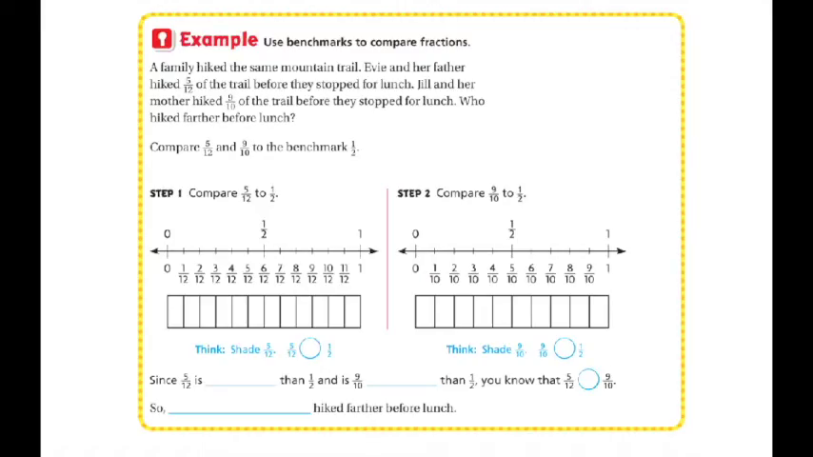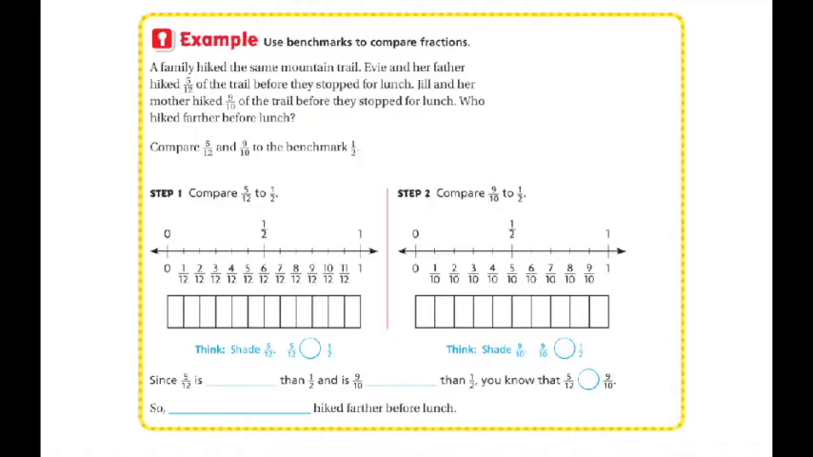So now let's put this in action. Let's see what this looks like in an actual problem, and then we'll be able to see how this works. So in our first example, a family hiked the same mountain trail. Evie and her father hiked 5/12 of the trail before they stopped for lunch. Jill and her mother hiked 9/10 of the trail before they stopped for lunch. Who hiked farther before lunch?